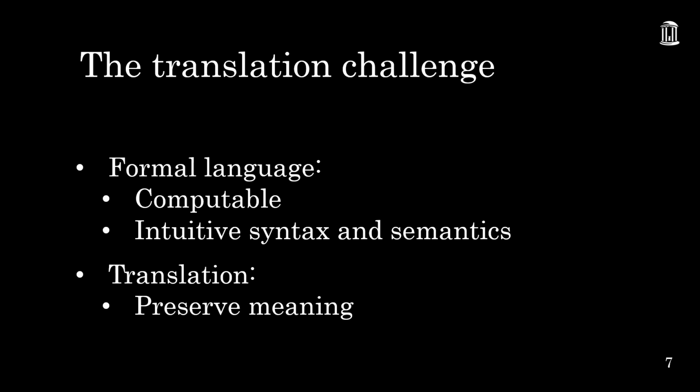Now let's consider the translation problem. We want a formal language that is computable. That is, given a traffic scenario, we should be able to compute the truth value of each sentence in the traffic rules. Also, the syntax and semantics of the language should be as simple and intuitive as possible. This will simplify the manual task of translation. Another challenge is that in a translation, especially from an informal language to a formal language, some meaning will be lost. And ideally, we want to minimize this loss.